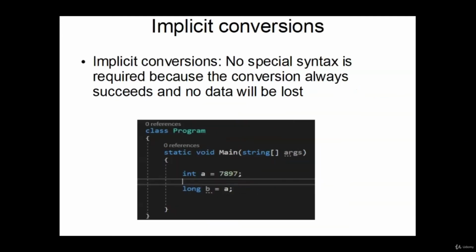There are two types of conversion: implicit and explicit conversions. Implicit conversions are the type of conversions that require no special syntax to convert the data. In these types of conversions, there's also no risk of data loss. If you look at our example below, we have an integer named A, and it's equal to 7,897. We also declared a long B, and we made it equal to A.